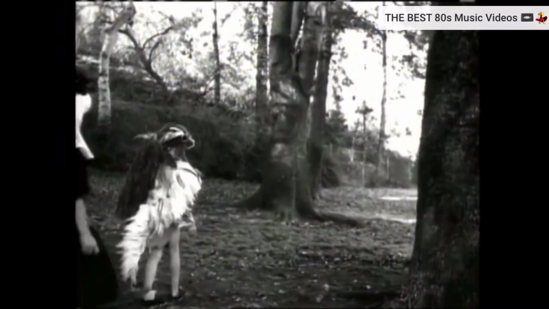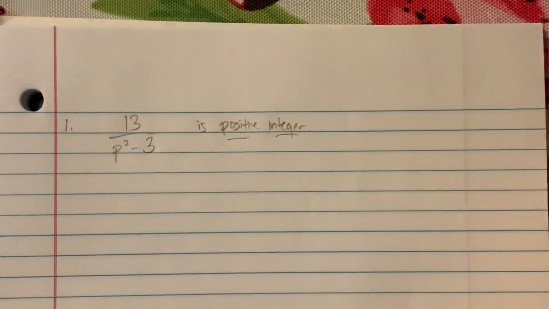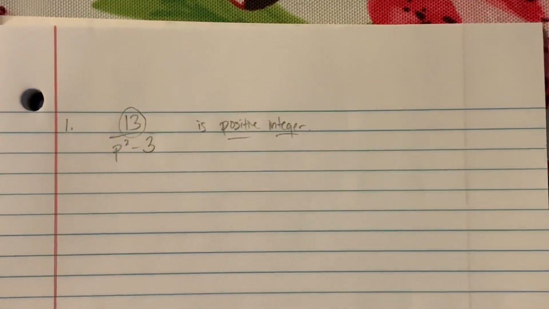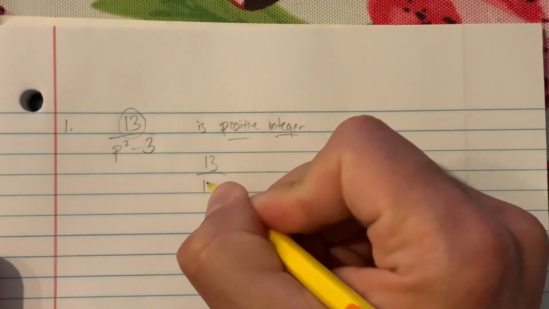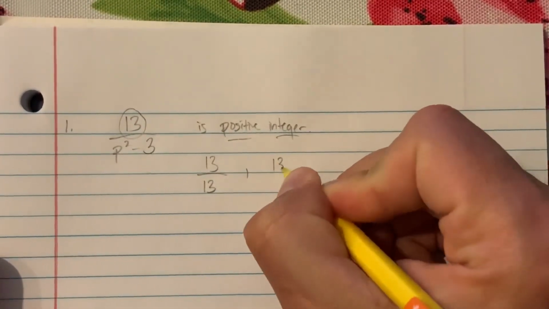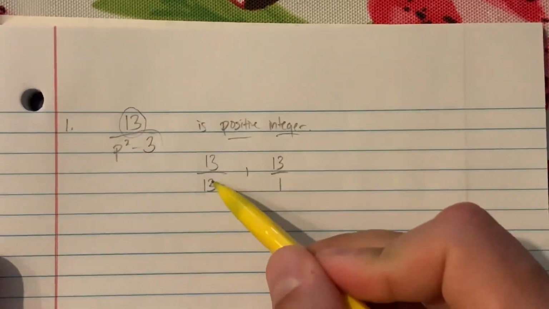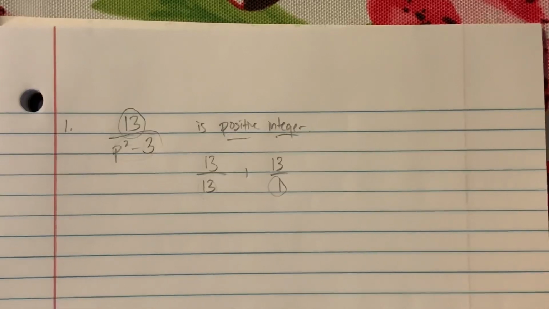From a distance. So for the first challenge problem, we're asking, how can we make 13 over p squared minus 3 a positive integer, right? And so the good thing is that this number here on the top is prime. So there's really only 2 possibilities. Either I have 13 over 13, or I have 13 over 1. There's no number that I can make on the bottom here, 13 over something, that would make it a positive integer because you would get a decimal.